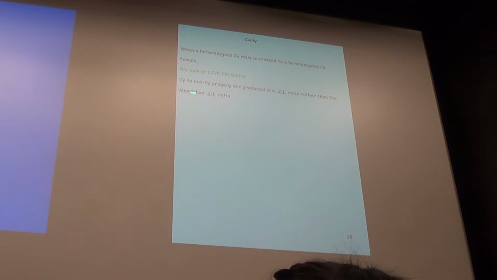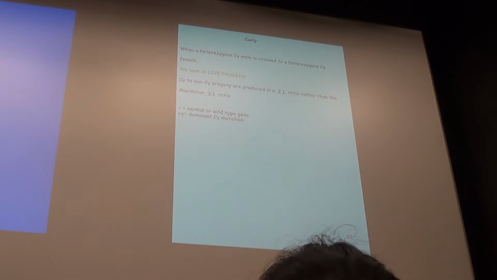Now, what you find when you do this analysis is you get a ratio that's 2:1, not 3:1. Remember I told you curly is dominant to flat wings. So when you take a heterozygous curly wing fly cross to a heterozygous curly wing fly, prediction would be 3 out of the 4 would be curly and 1 out of the 4 would be flat. What you get is 2 out of the 3 is curly and 1 out of the 3 is flat. The ratio is not 3/4 to 1/4, but 2/3 to 1/3. So how does that work?